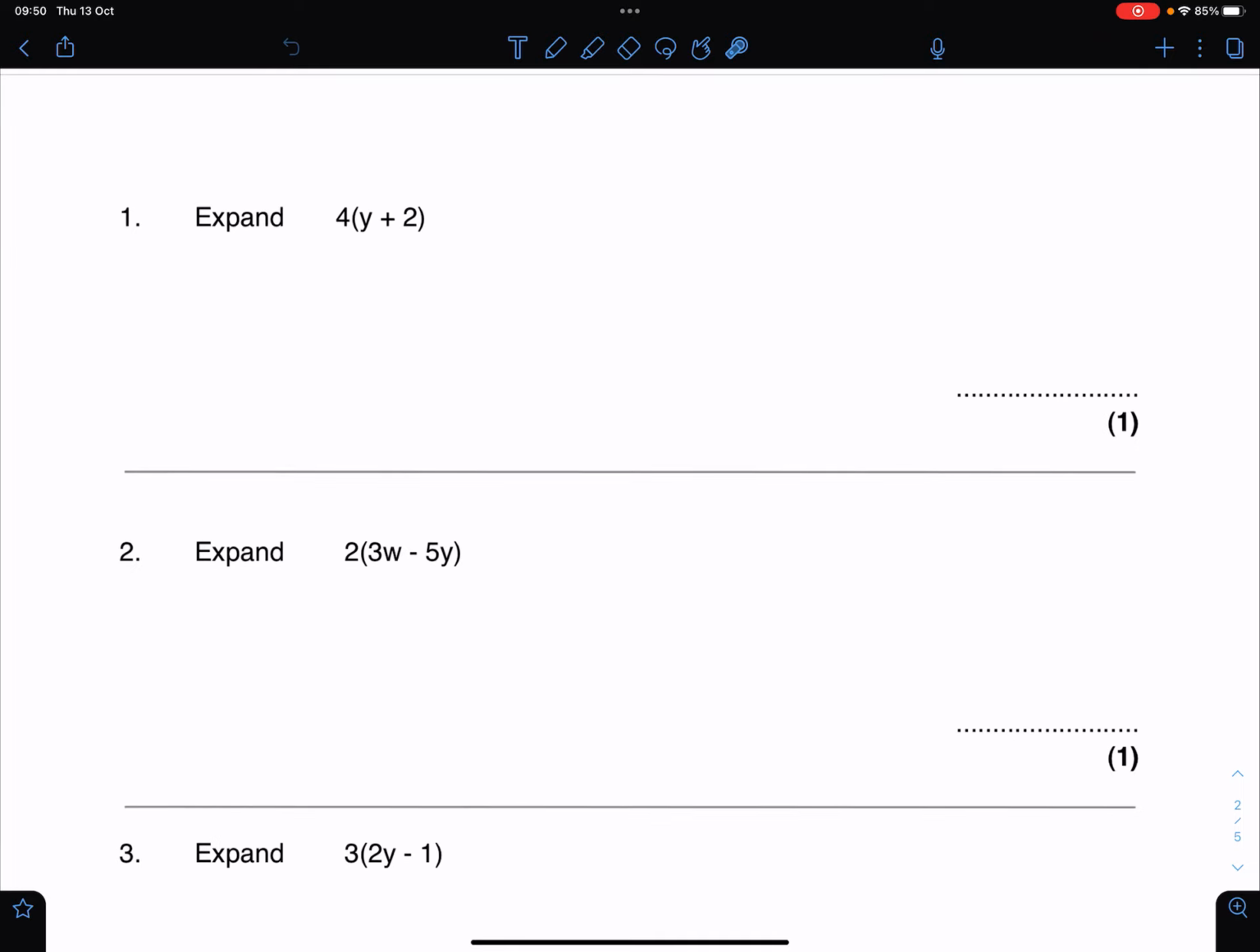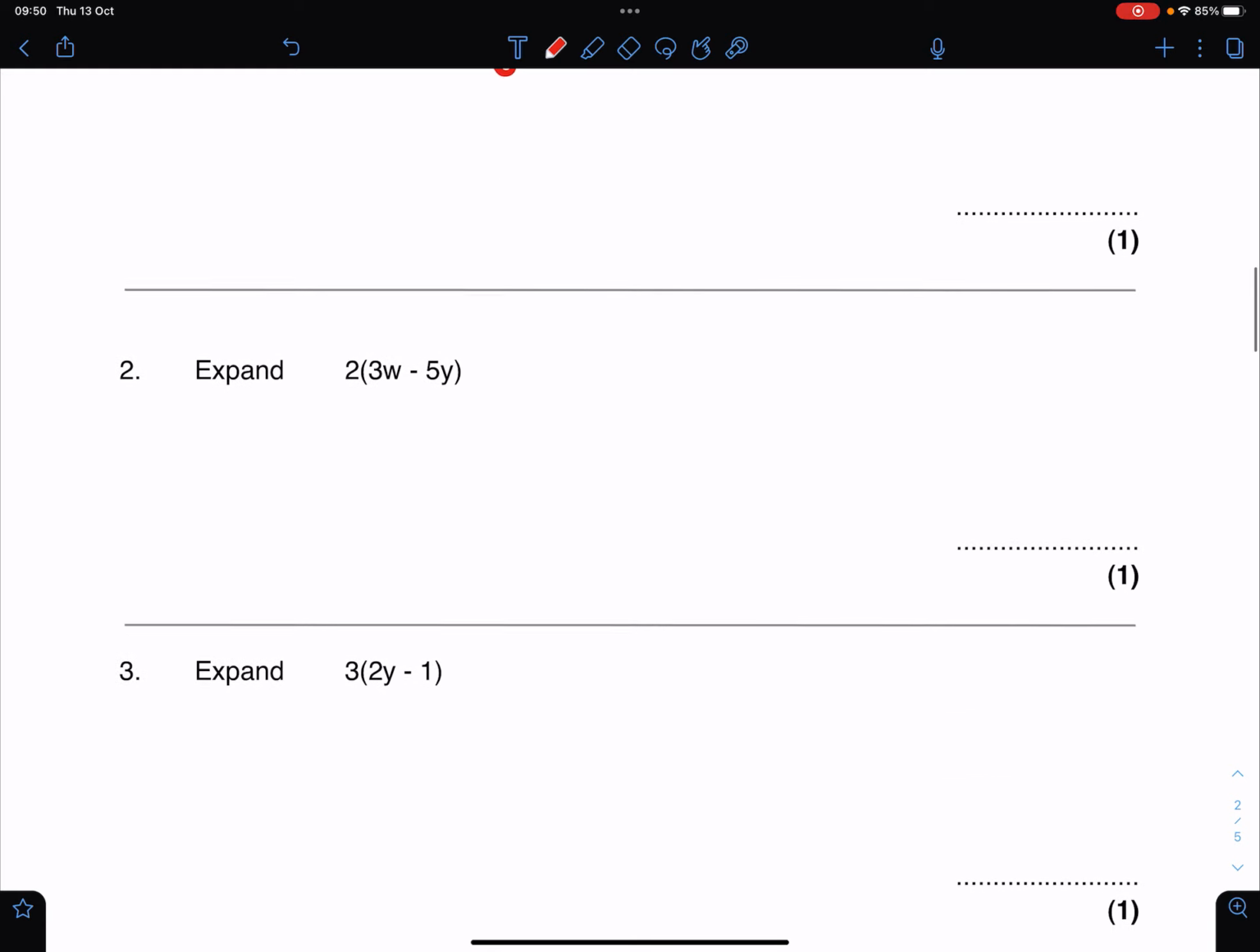So first one, if I want to expand this bracket, okay? So I need to multiply 4 by y and 4 by 2. That's the easy one, right? So what is 4 times y? 4y. It's 4 y's, right? And what is 4 times 2? I wrote here positive 8 because it's positive 2 times 4. That is done. 4 y's plus 8. So let's move to question 2.